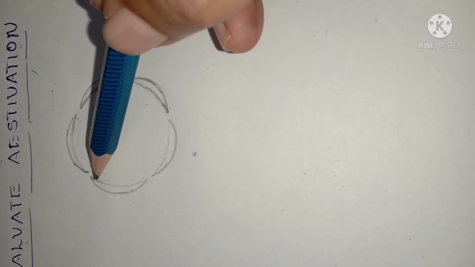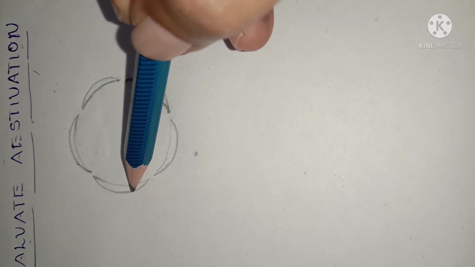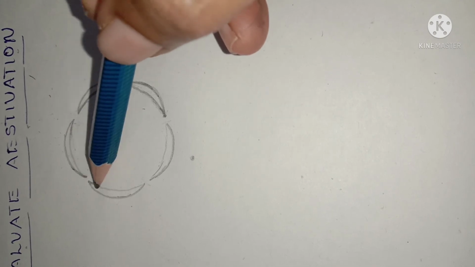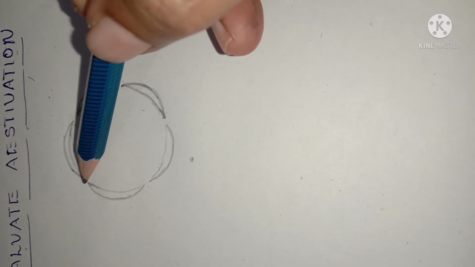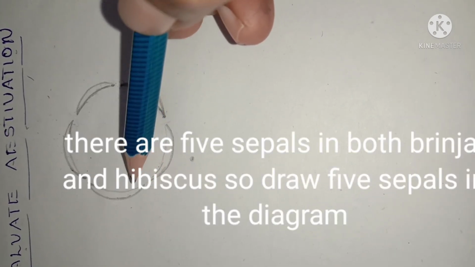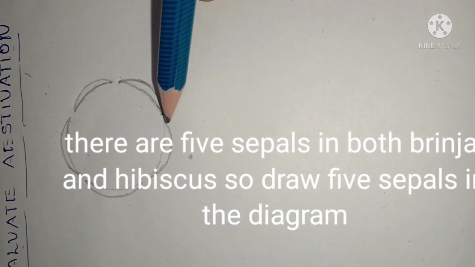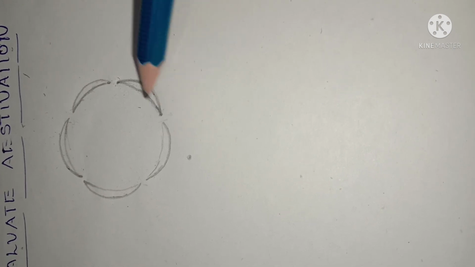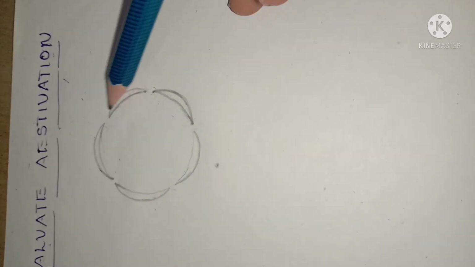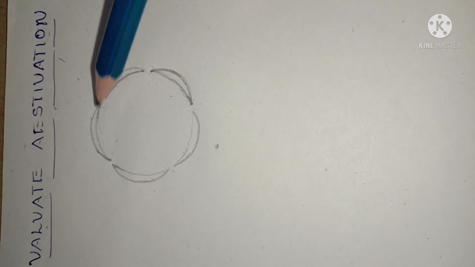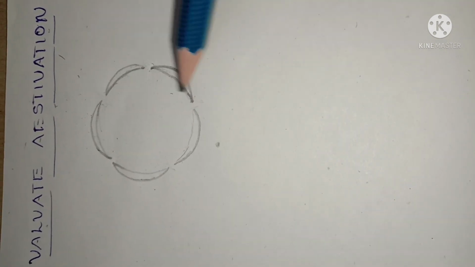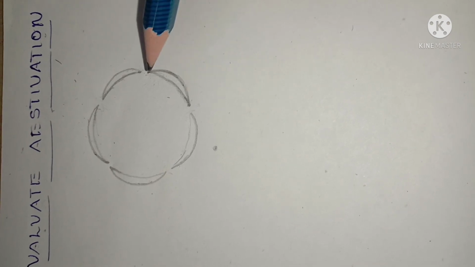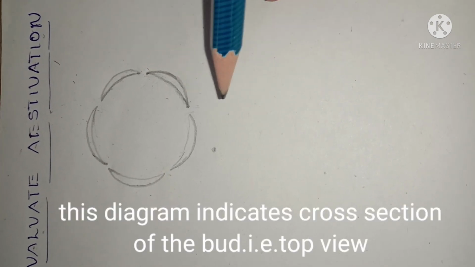Similarly here, there is a small gap between these 2 margins. Similarly here there is a small gap. There is no overlapping. This kind of estivation is called valvate estivation. Example: the calyx in the case of the hibiscus flower.